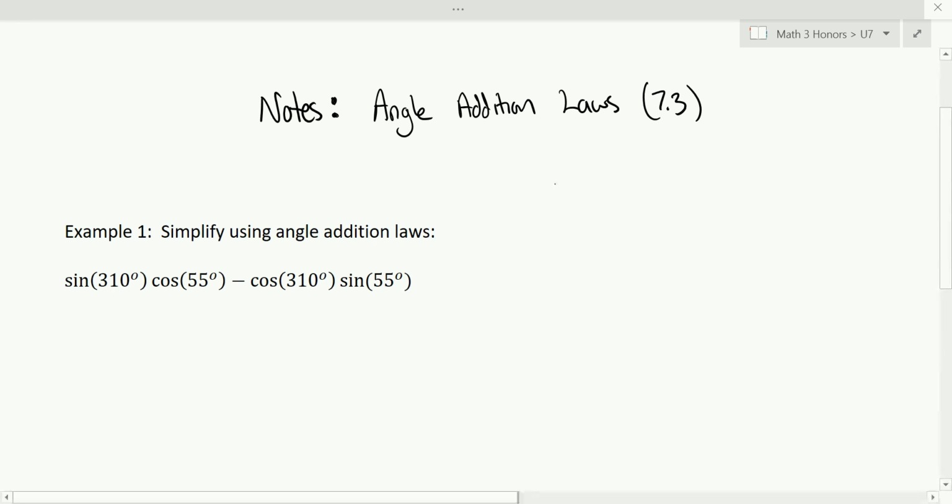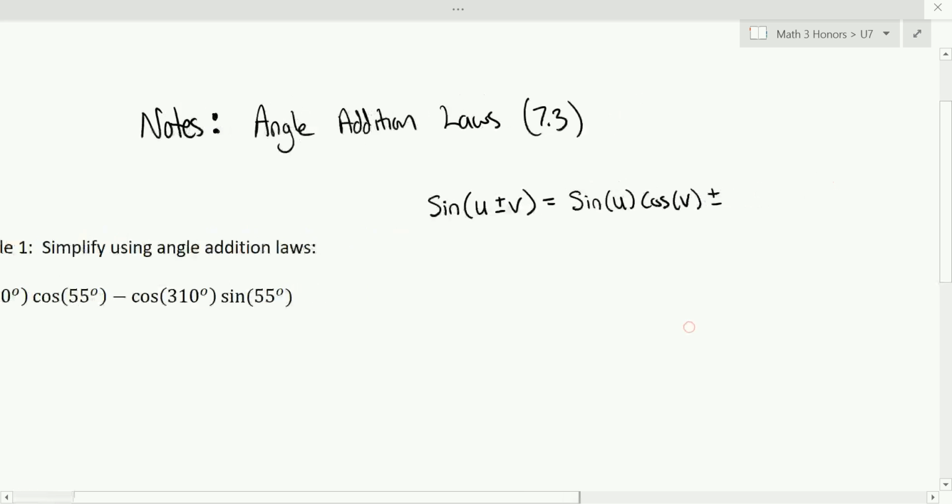And the first one you see is that the sine of u plus or minus v is equal to the sine of u cosine of v plus or minus sine of v cosine of u. Is this the format that you have? You guys see that? Okay. So really this is two formulas built into one.